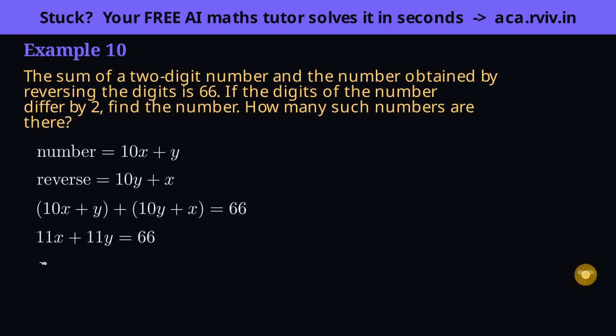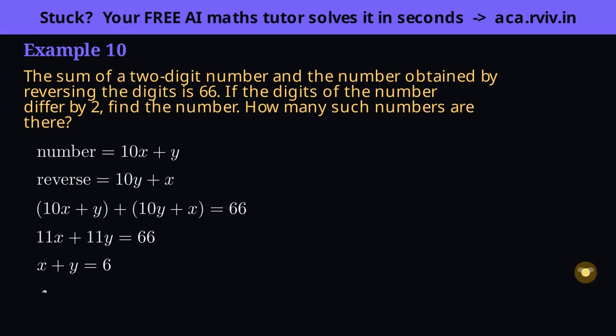Every term has a factor of 11, so divide the whole equation by 11. That never changes the solution, it just simplifies. We get the lovely clean equation x plus y equals 6. That's our first relationship.